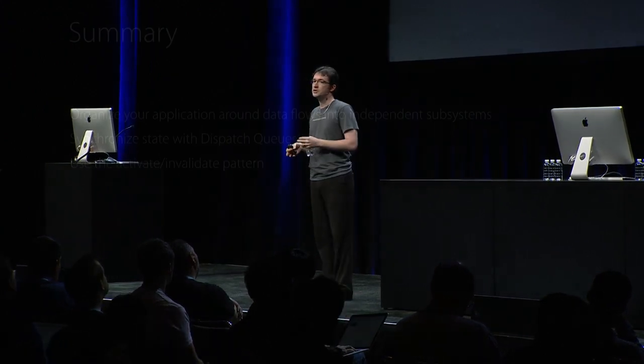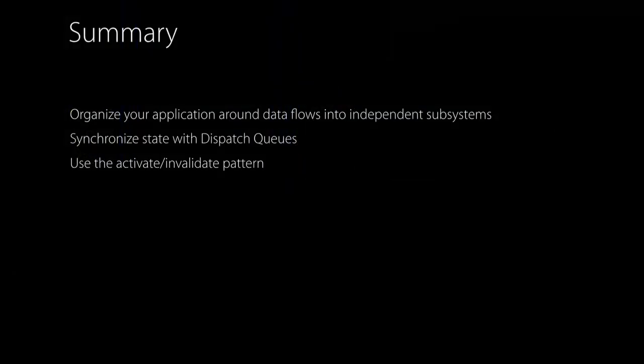So we've seen today how you can think about your app in terms of data flows and how you should use that to divide it into fairly independent subsystems that use value types for communication purposes. If you need to synchronize state, we also showed you how you can use dispatch queues to do that. And finally, when you have objects that are used in a very heavily concurrent world, how to use activation and invalidation to get this pattern right.